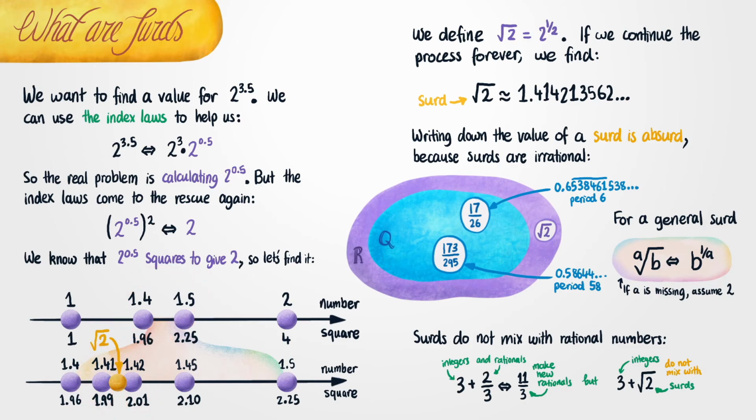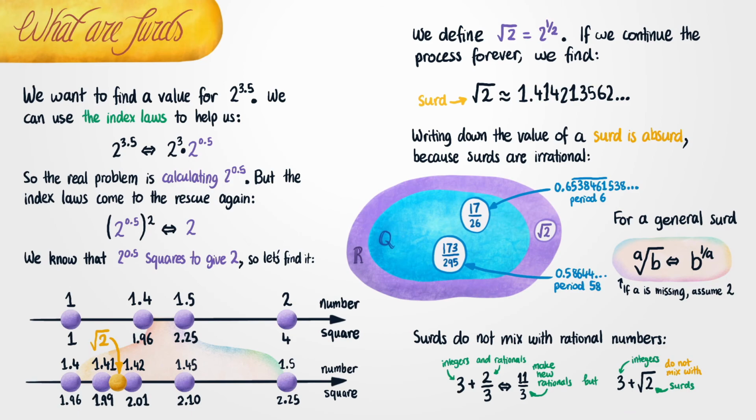We said that if you continue this process forever, you can generate as many digits of the square root of 2 as you like, but no matter how long you keep going, you are never going to run out of new digits to generate. So unlike rational numbers, where they have an actual period, and that means you can stop at some point, surds do not have patterns, and to actually have the value of a surd, you technically need an infinite number of digits, and that is absurd. We also said that you can write a general surd in this form over here, and that's the same thing as b to the power of 1 on a. And finally we said that surds do not mix with rational numbers, so if you have an expression like 3 plus root 2, you can't simplify it any further.